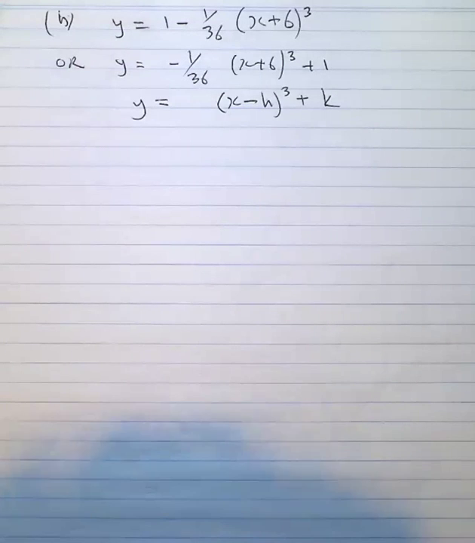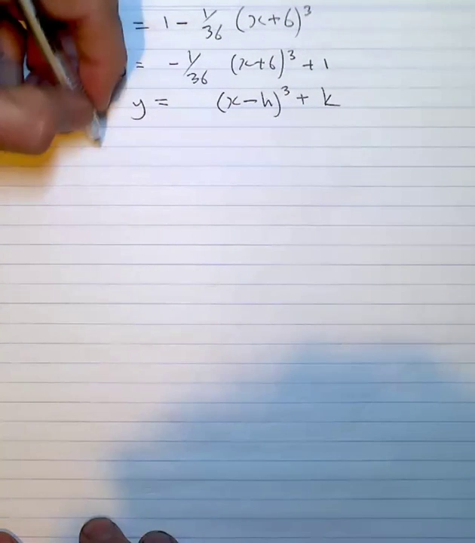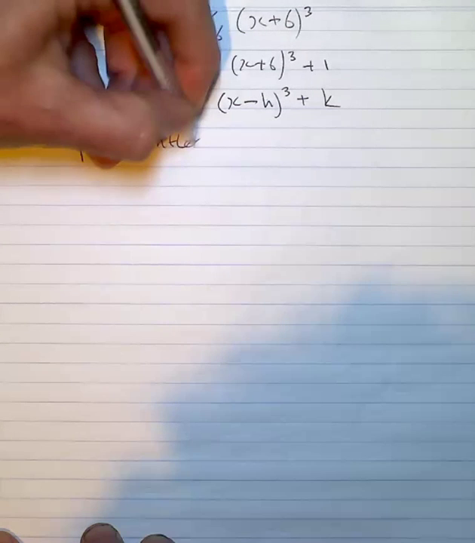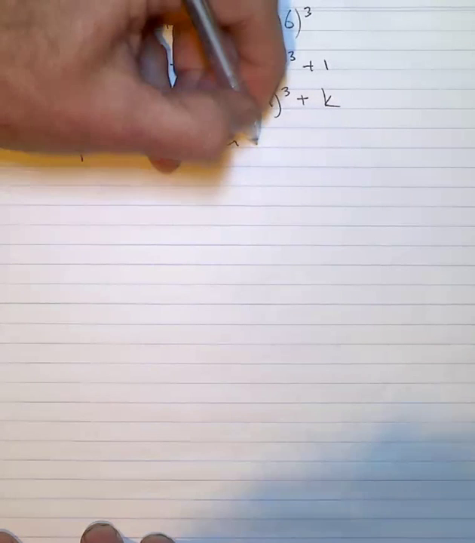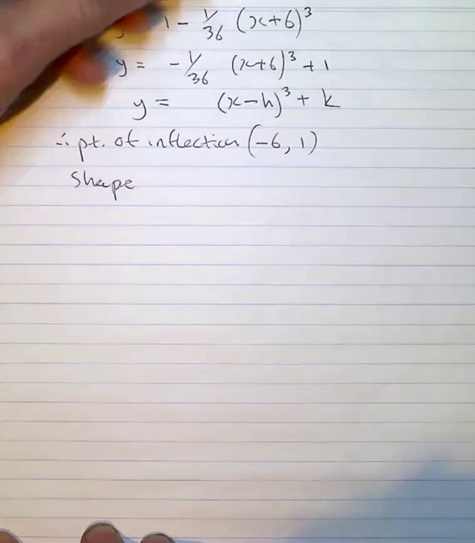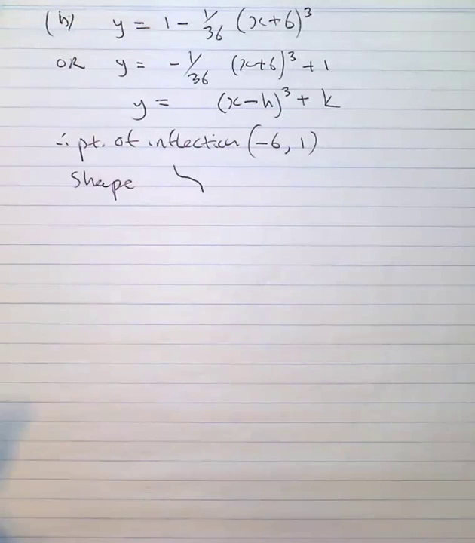Now this question is written once again in the inflection point format, so I can say the point of inflection is going to be at (-6, 1). The shape, as it's a negative x cubed type, is going to be coming downhill like so.